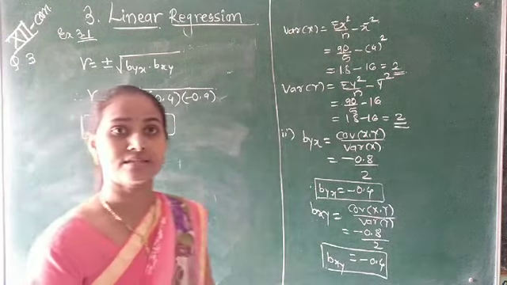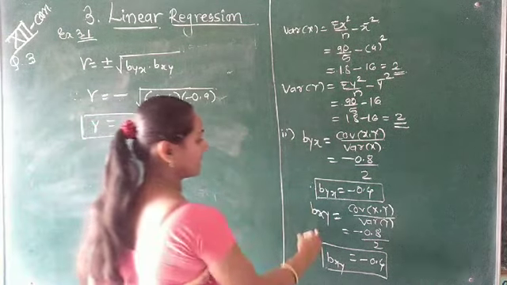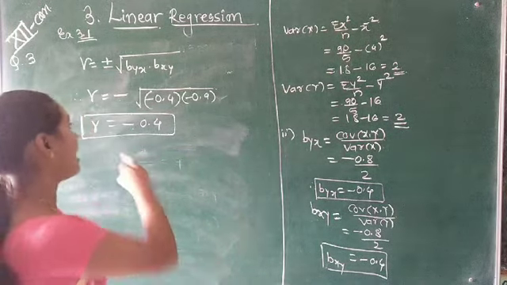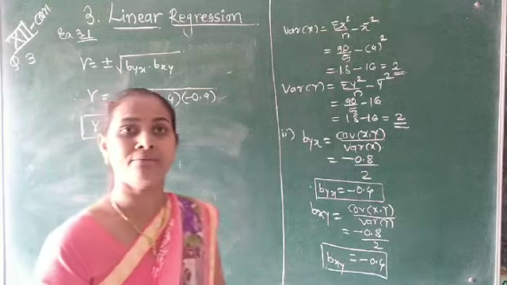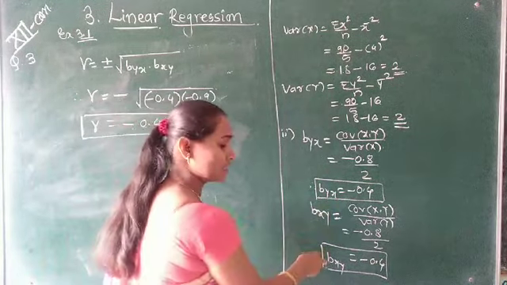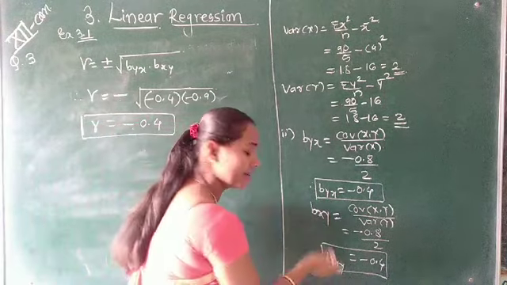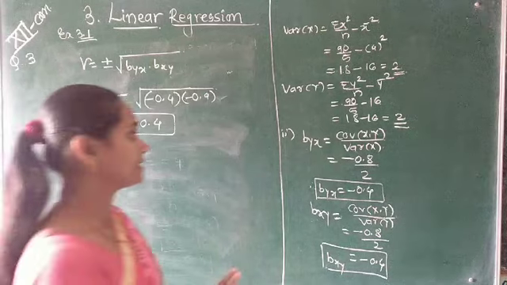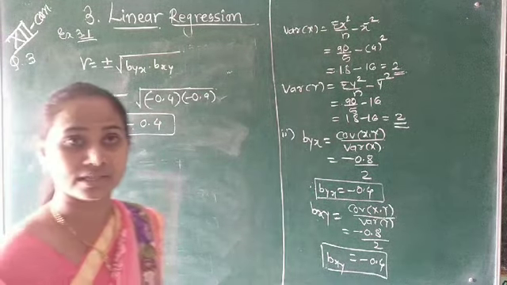Remember that the sign of the correlation coefficient depends upon the sign of bxy and byx. The sign of r is the same as the sign of both bxy and byx. If both are positive, then the sign of r is positive, and if both are negative, then the sign of r is also negative. So this is our third question. In exam, this question is always asked for 3 marks.